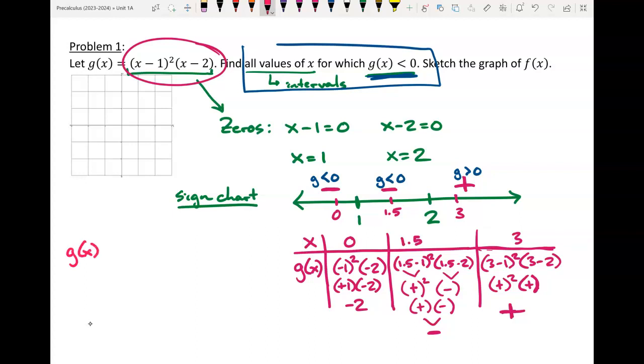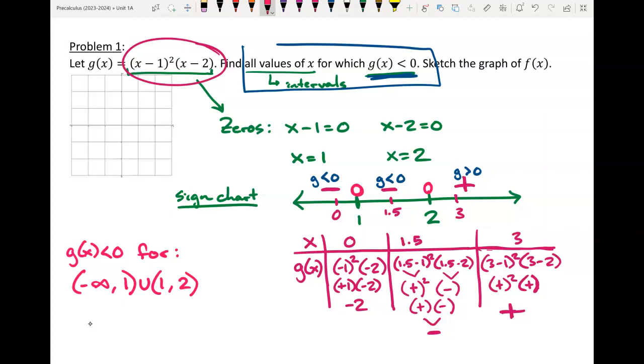g of x is less than 0 for the intervals. Now remember, we are strictly less than, so what can I not include? I can't include 1, so we can draw an open circle, and I can't include 2, also an open circle. So my two intervals are going to be negative infinity to 1, not included, union 1 to 2. And that would be my intervals. That would be the answer to this problem.